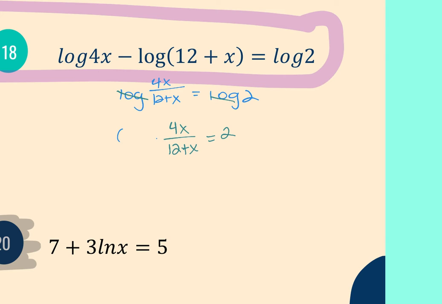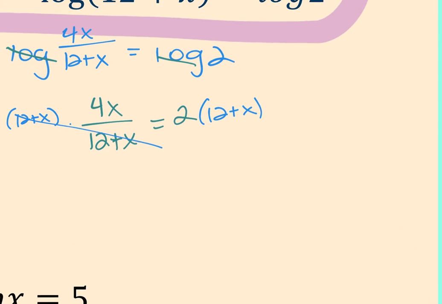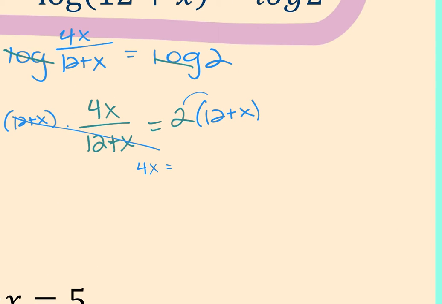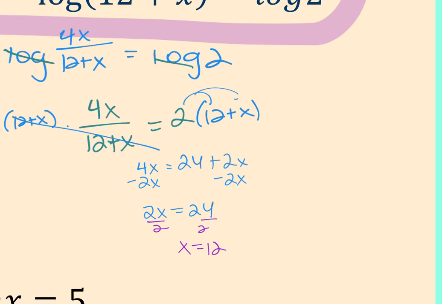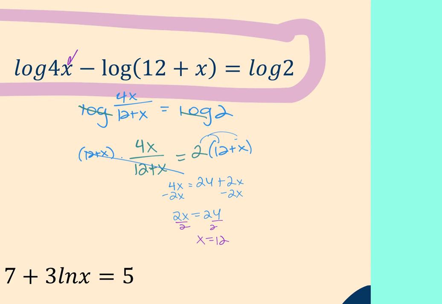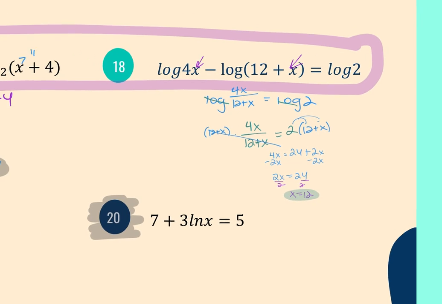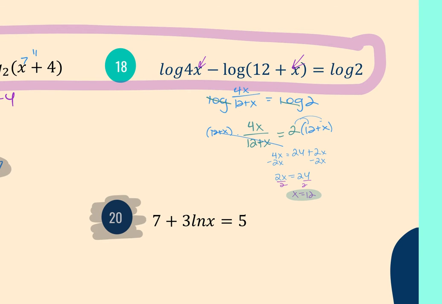I can multiply both sides by the 12 plus x. These cancel. 4x would equal, distribute here, 24 plus 2x. Subtract the 2x. 2x would equal 24. Divide by 2. And x is 12. Check it. So if I plug 12 back in here, it's positive. Plug 12 back in here, that's positive. So I get to keep the answer. Questions on that one?